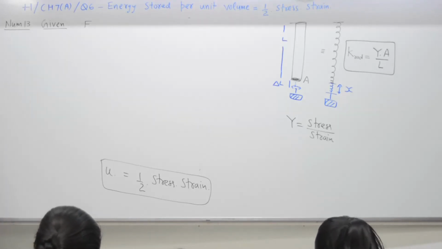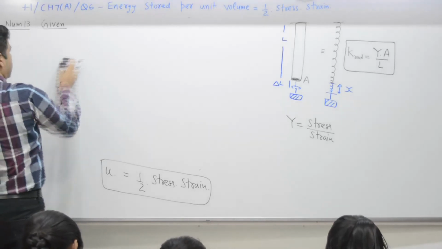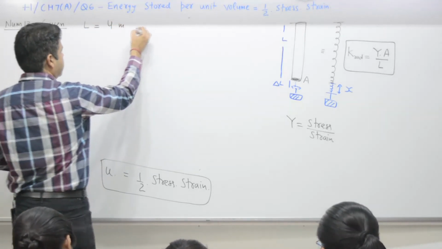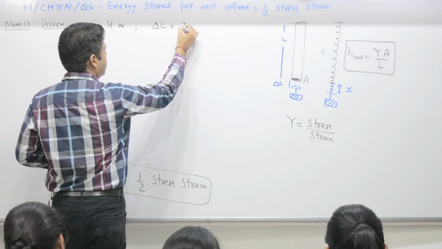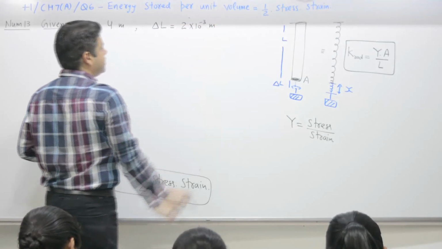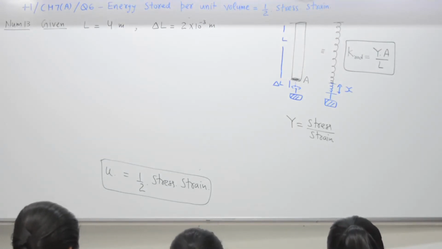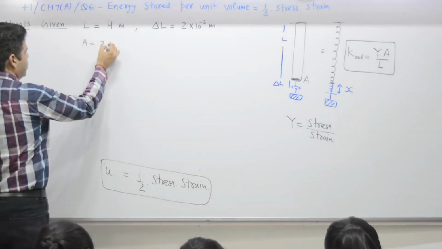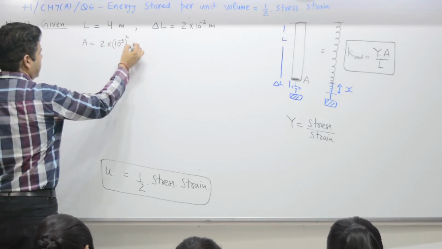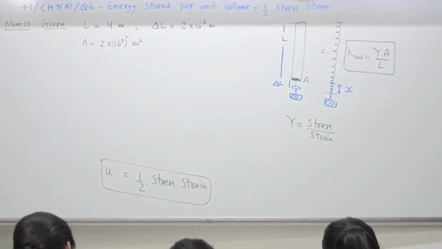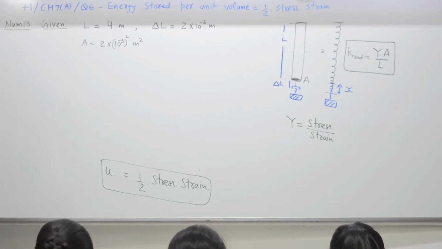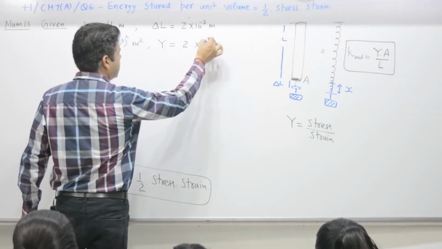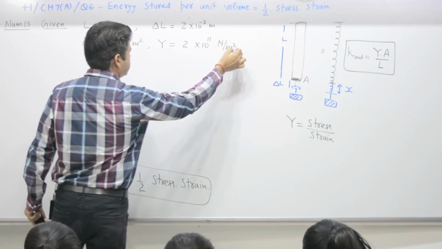Given is what? Length of the wire is 4 meter. Increase in length delta L is 2 millimeter, 2 into 10 raised to power minus 3 meter. Extension is given. Cross sectional area of the wire is 2 mm square, that is 2 into 10 raised to power minus 6 meter square. Young's modulus of steel is also given, 2 into 10 raised to power 11 Newton per meter square.